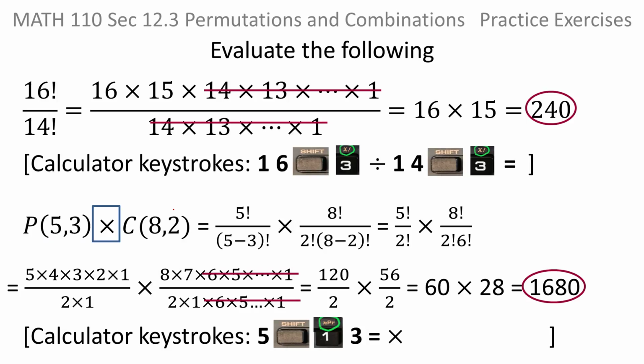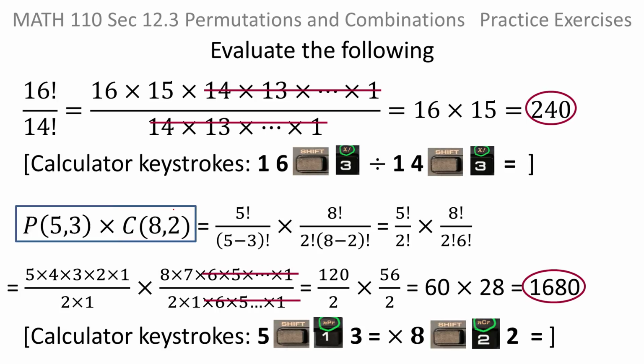Then you want to multiply that by the combinations. You put in 8, then you do Shift 2. Remember, combination is Shift 2. Then you put in the 2, and then to get to evaluate, you press equal. And you'll get the same answer, 1680.